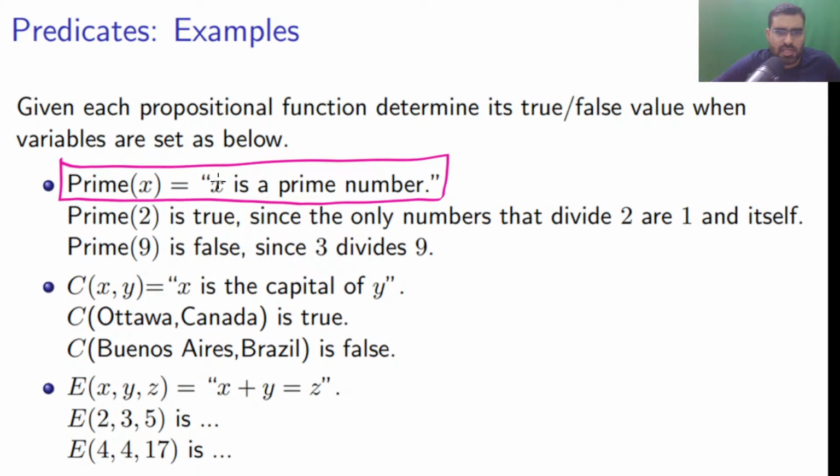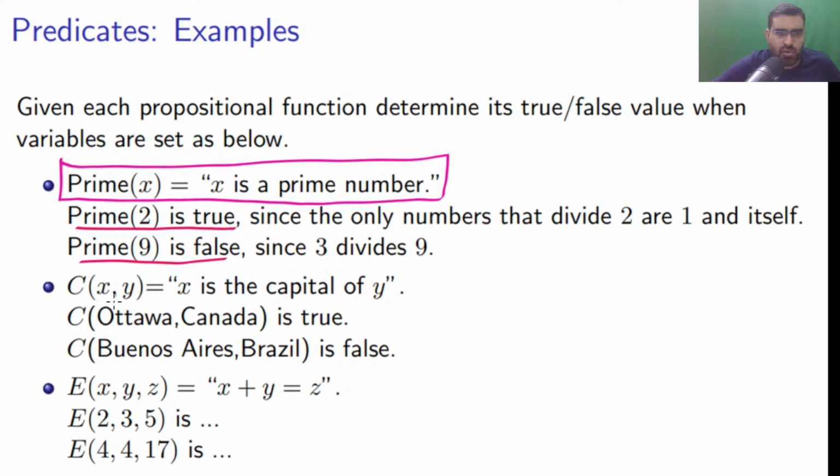Now you can see that this is a predicate because it contains variables. If you replace this variable with a specific value, then it will become a proposition. If I replace this x with 2, then 2 is a prime number, so Prime(2) is true. Similarly, Prime(9) is false because 9 is not a prime number. So if you replace every variable by a specific value, your predicate will become a proposition.